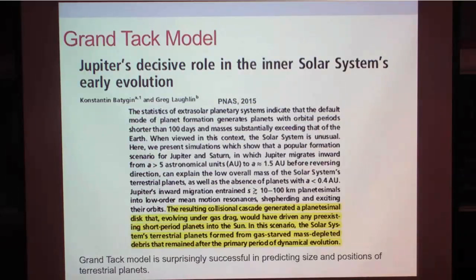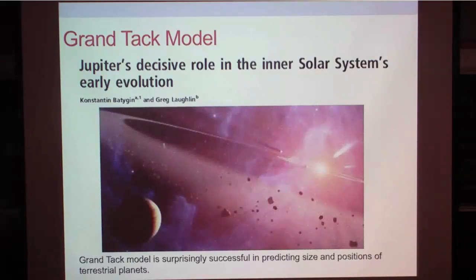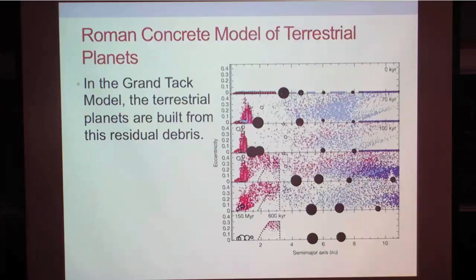And in that scenario, the solar system's terrestrial planets formed from gas-starved and mass-depleted debris that remained after the primary period of dynamical evolution. And the other thing to mention here is why the Grand Tack model is given a lot of faith: it does a really good job of predicting, in the end, the terrestrial planets, their size and position, and the asteroid belt, which other models have always had trouble doing. Okay, so that's just an artist's sketch of what this might have looked like with nothing but debris in the inner solar system.